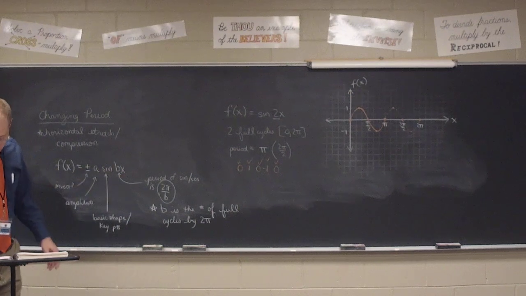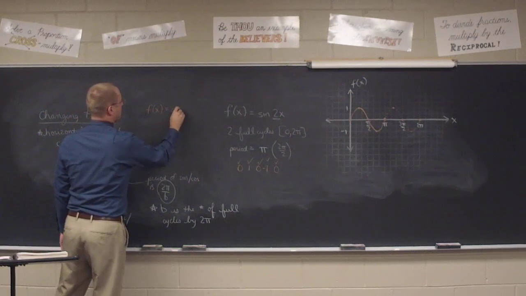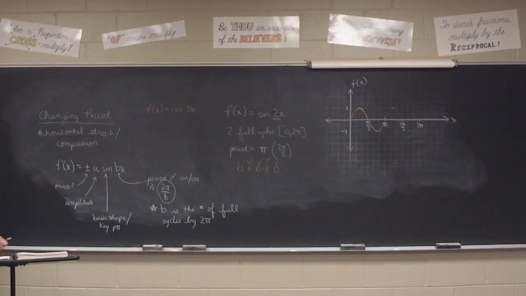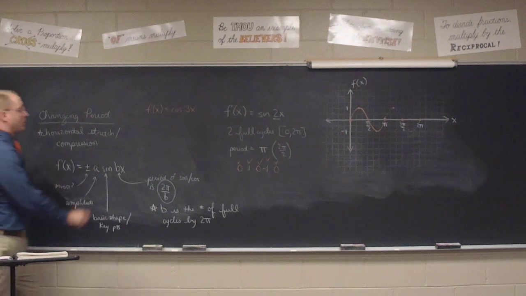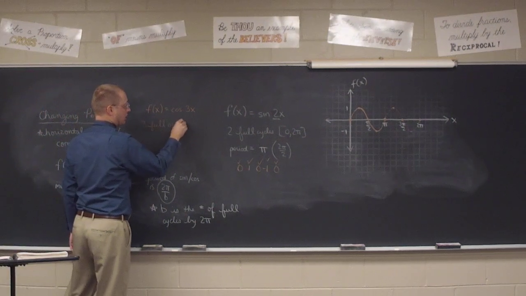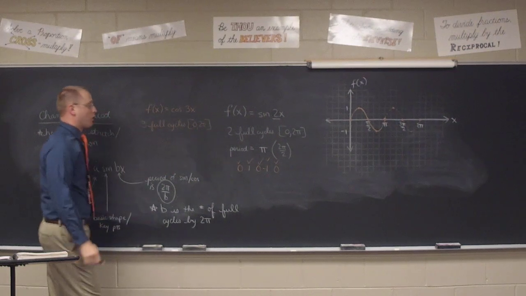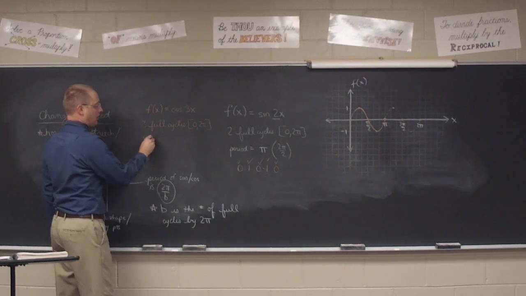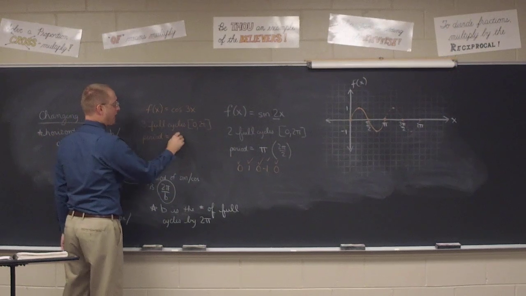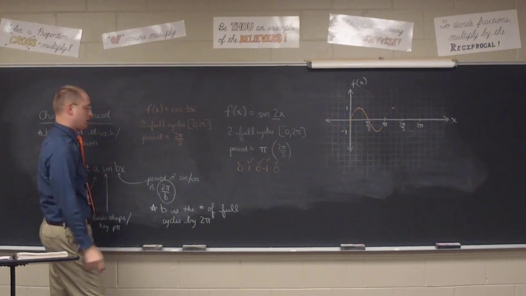Let's do another one. Write this one down if you would. F of x equals the cosine of 3x. Oh boy, how many full cycles, class? 3 full cycles between 0 and 2 pi. What is the period of the curve going to be? 2 pi over 3. 2 pi over b, which is 3, so 2 pi over 3.